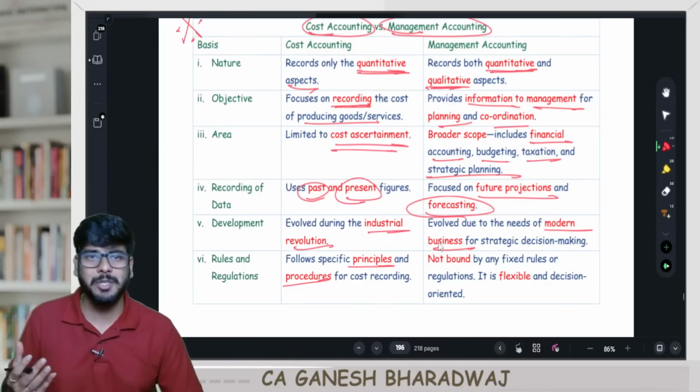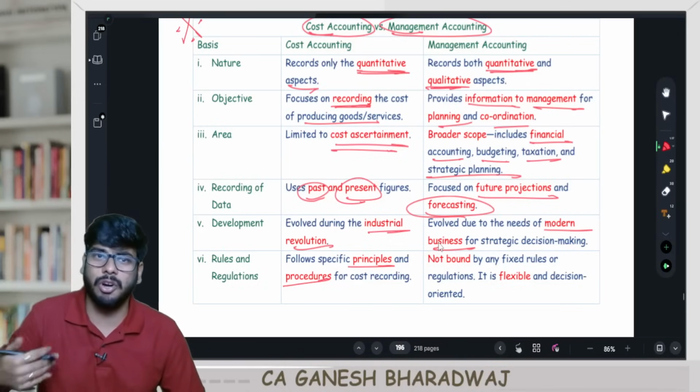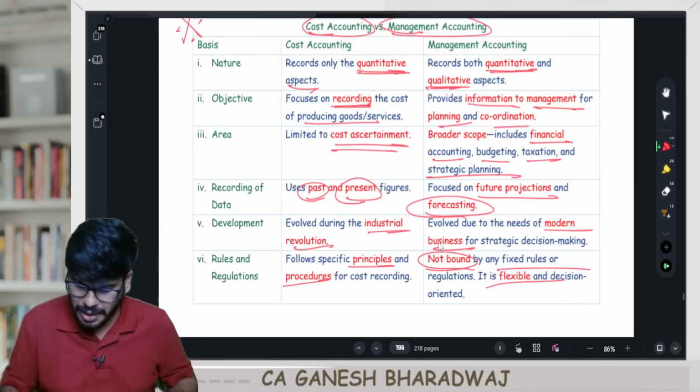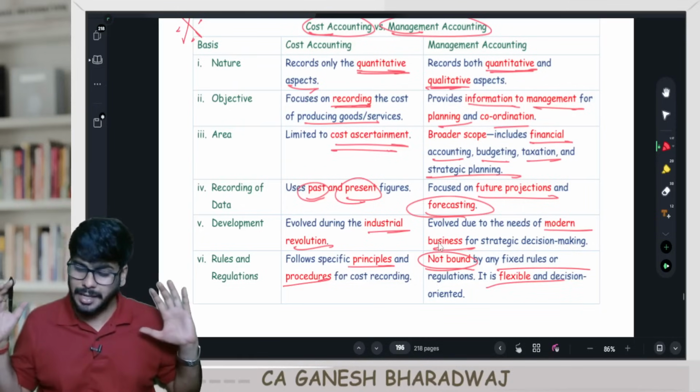Whereas in case of management accounting, you can't come up with rules of decision making. Depending on the scenario, the decision will change. So it is not bound by any rules. It is literally flexible and decision oriented.